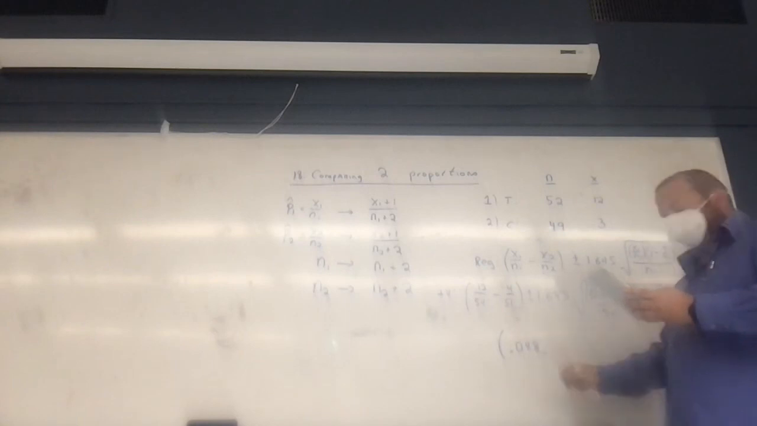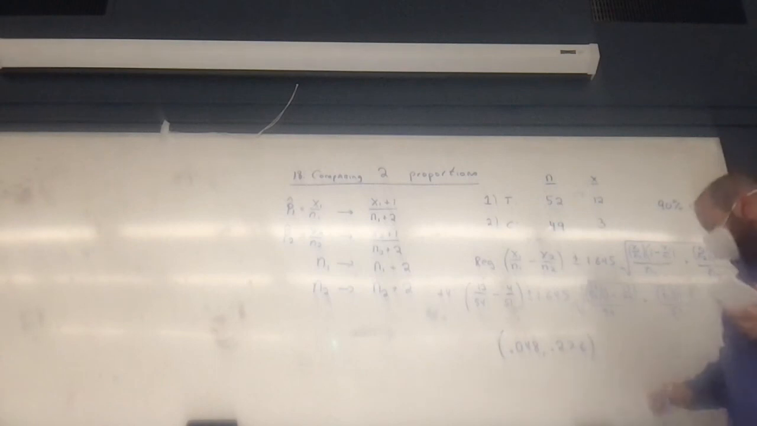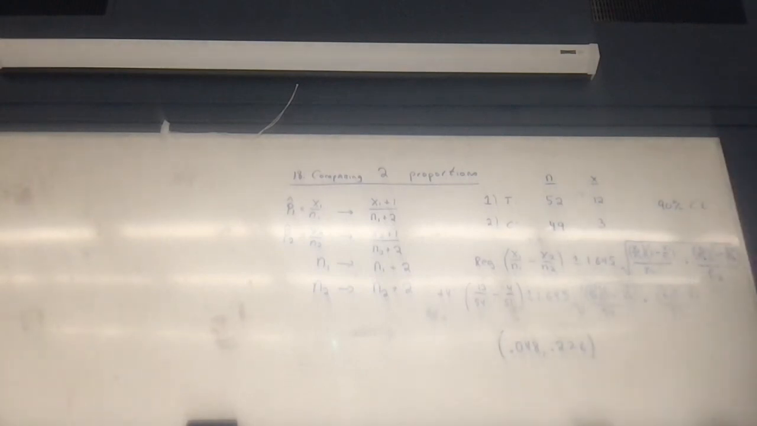0.048 to 0.276. What do I conclude? There's no P here. I mean, there's a P here, but I don't care about that. What do I conclude? It's greater than 0.